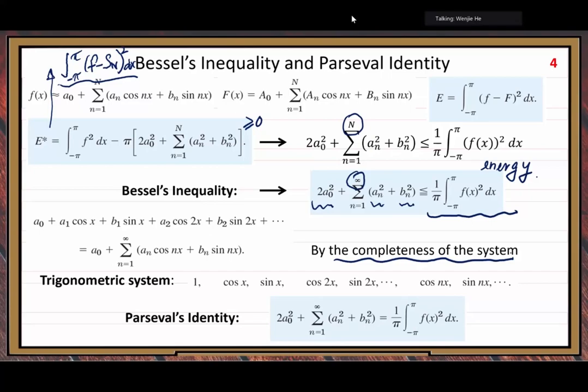So probably here I skip the proof because this is not a math class. I just tell you the result. Some of the proofs you can find in our textbook. I skip.